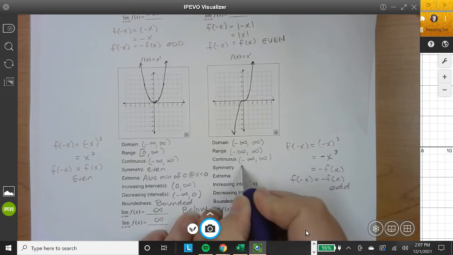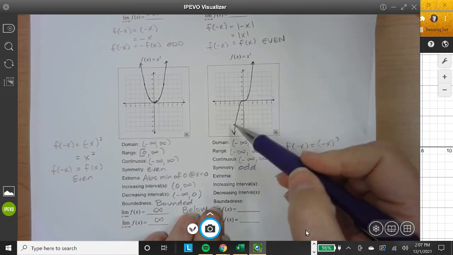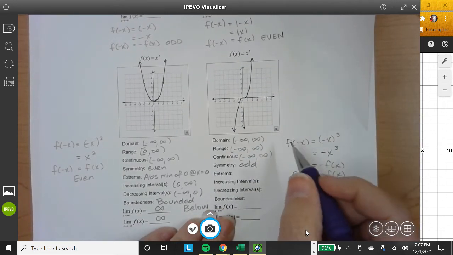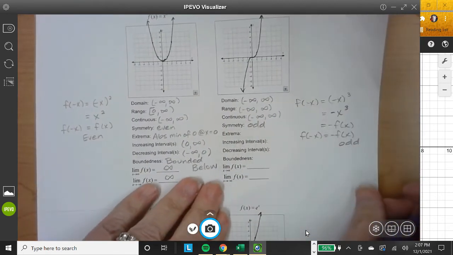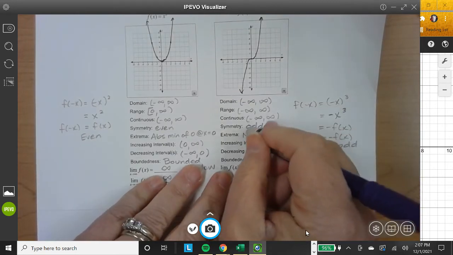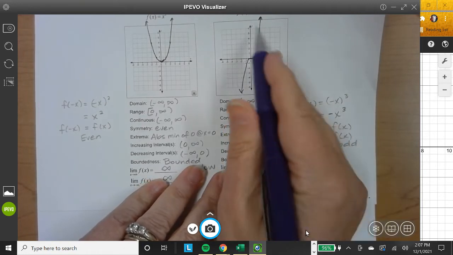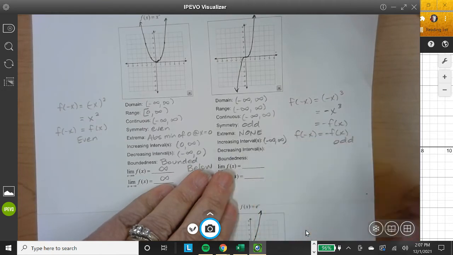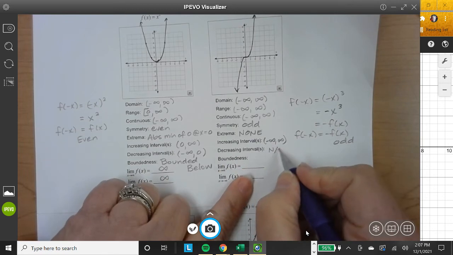And you can see from the graph, I hope, that it's symmetric with respect to the origin, and it is definitely odd, just like its cousin y equals x from up here. All right, this function has no extrema, so I'm going to put none here because it's increasing. The increasing intervals are all real numbers because it's increasing from negative infinity to infinity. The decreasing intervals, well, this doesn't apply.